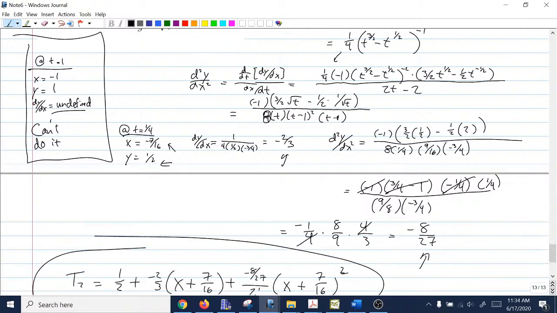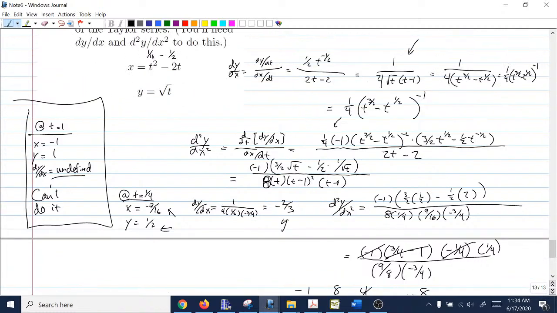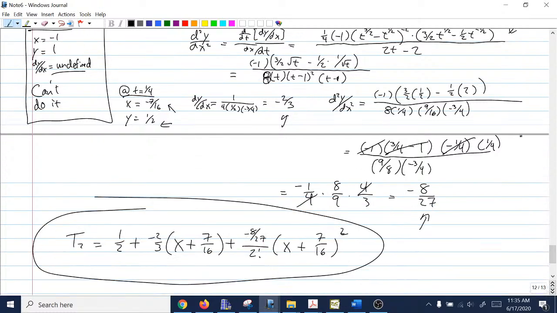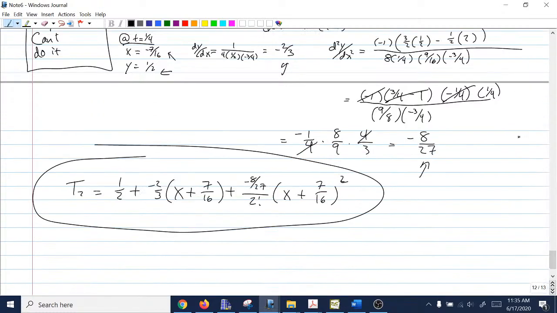If I'd known I couldn't plug t equals 1 into the derivative, I wouldn't have bothered simplifying the second derivative. I would just be plugging 1/4 into here, hopefully getting the same answer. There's what that homework problem's supposed to look like. The version that I posted was not doable. Sorry about that.